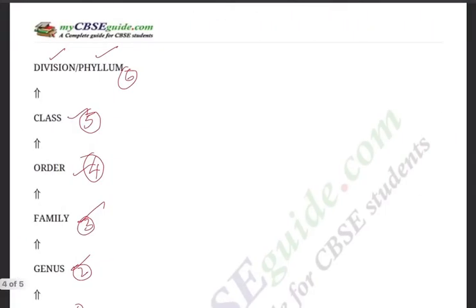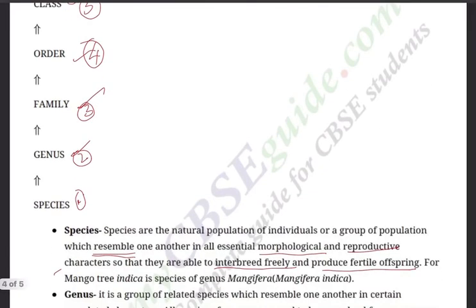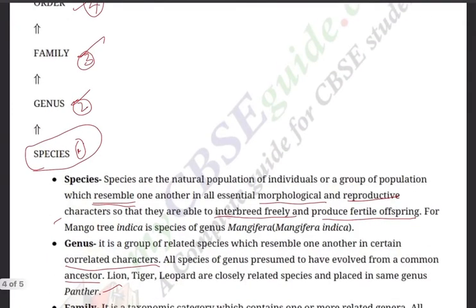So the highest taxon in the taxonomical hierarchy is kingdom, we said. And just below the kingdom, there will be division, just below that class, just below that order, below that family, genus and species. So the lowest taxon, as we said, is the species. So species are the group of organisms that look alike, that live in a particular habitat and interbreed among themselves to produce similar kind. That's how we defined species. And in the mango tree, indica is the species and the genus is Mangifera.